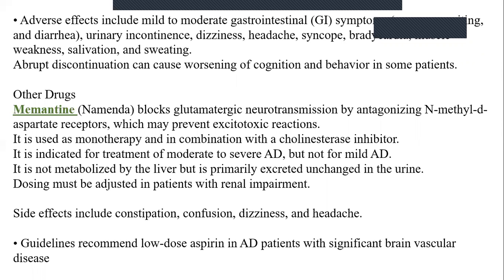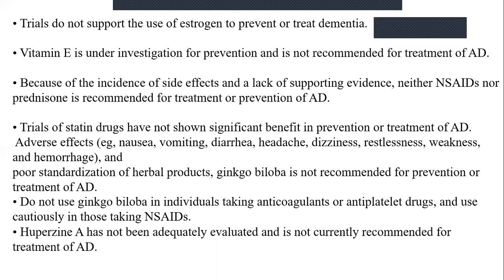In some guidelines they were showing that we can give low dose aspirin with significant brain vascular disease, if the patient is having any cerebrovascular disease. So in that condition we can give low dose of aspirin. And they were trying to give estrogen to prevent or treat dementia, but there is no proper support to that trial. And vitamin E is under investigation for prevention of Alzheimer's disease as it is an antioxidant.